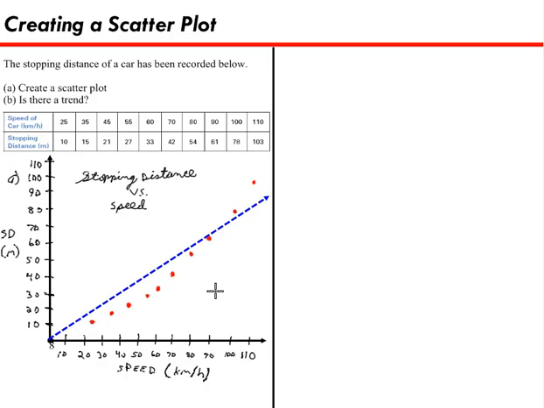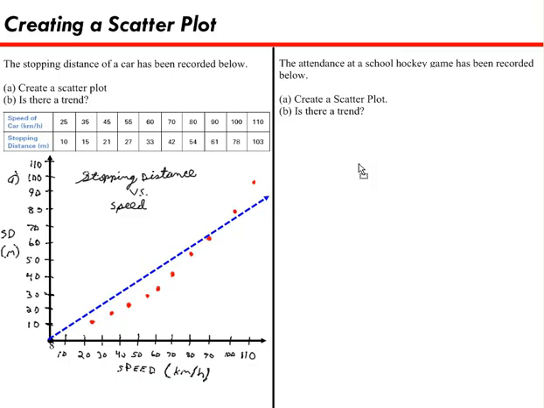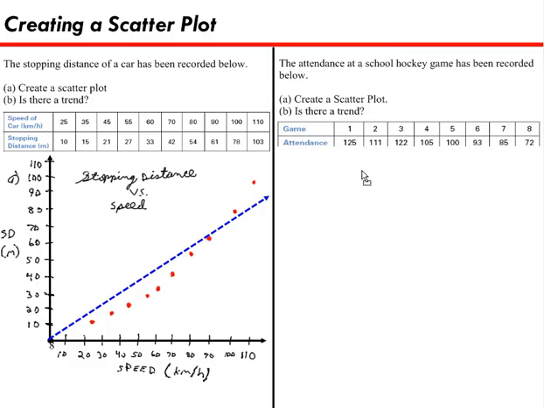Let's get you to practice your own scatter plot now with your example. The attendance at a school hockey game has been recorded below. A, create a scatter plot, and B, is there a trend? And here is your table of values. You can see we've got the games in the first row and the attendance at each one of those games in the second row. So, using the steps I showed you on the left, try and make a scatter plot. Don't forget your titles and make sure that you have games on your x-axis and attendance on the y-axis. And I'll show you the graph when you're ready.